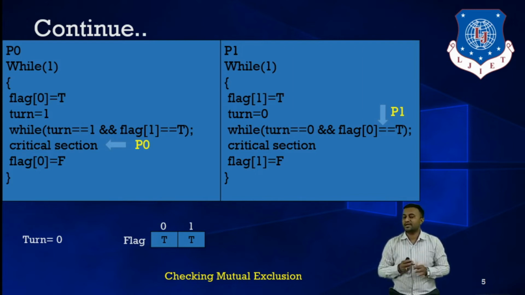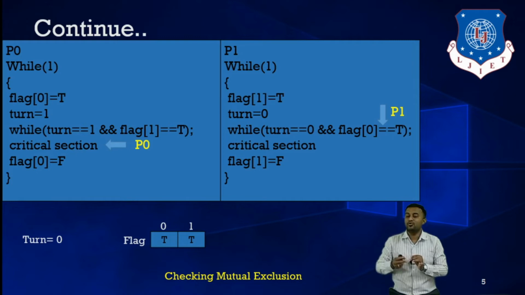Now we need to check the condition. While turn is equal to 0, condition is true, logical and flag of 0 is equal to true. Flag of 0 is equal to true? Yes, because earlier we have set flag of 0 is equal to true. So both the conditions are true. It means we will not be able to come out from this loop.